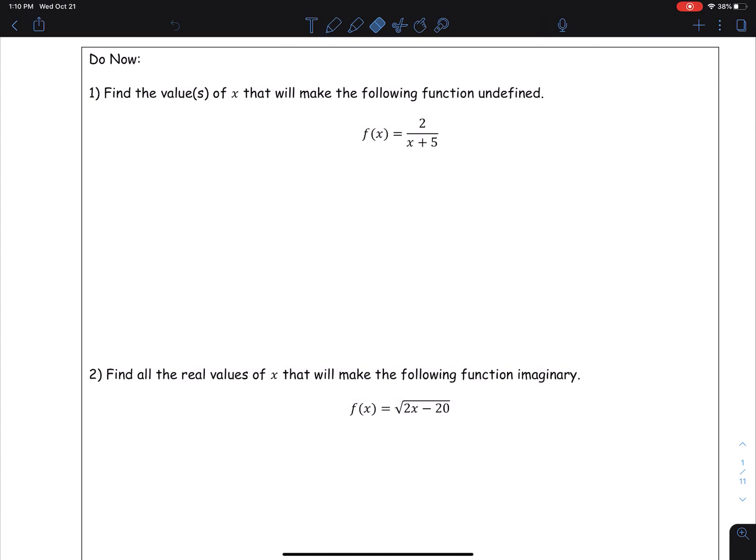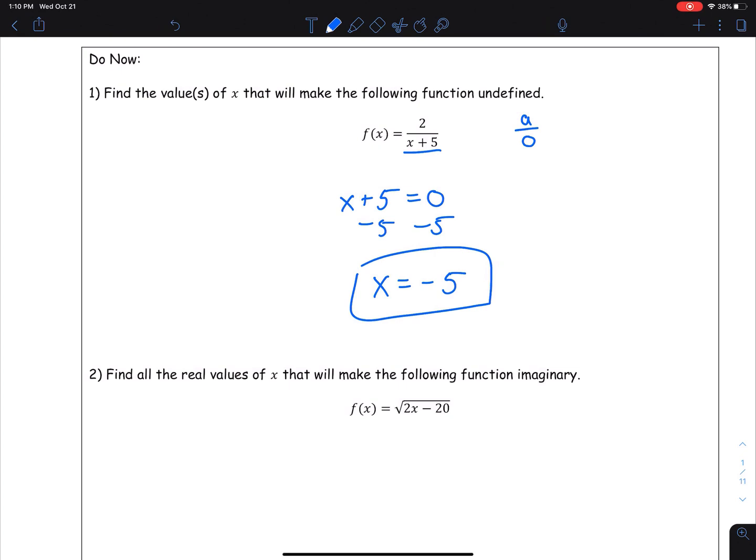So number 1 states, find the values of x that make the following function undefined. Remember, undefined is when you divide a number by 0, because you can't divide by 0. So what I would do in this case is set x plus 5 equal to 0, because we want to see when the denominator is 0. Subtract 5 on both sides, and you get negative 5 is when f of x is undefined.